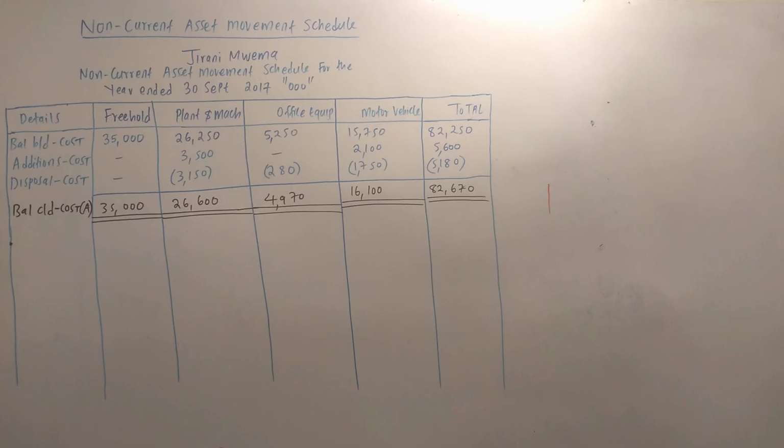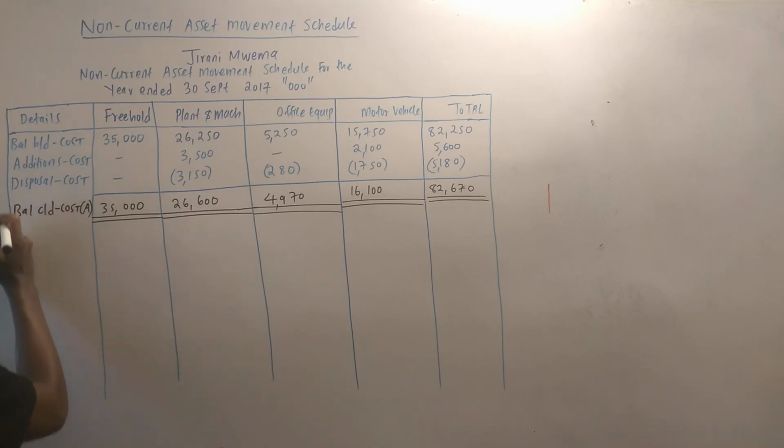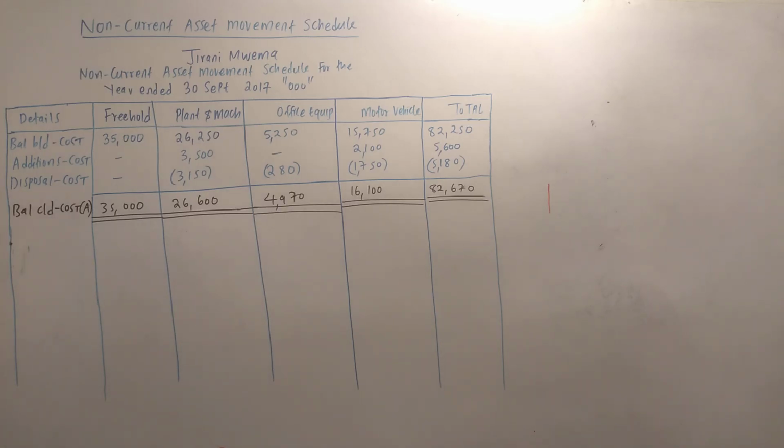So let's introduce the depreciation, and the first thing that we start with is the accumulated depreciation balance brought down. Let me use a different pen. So we say accumulated depreciation balance brought down. So accumulated depreciation balance brought down.